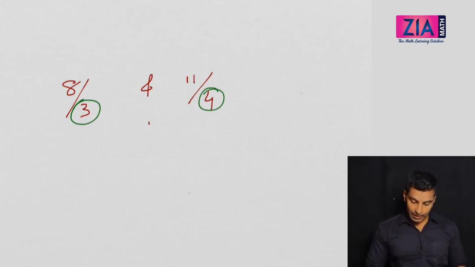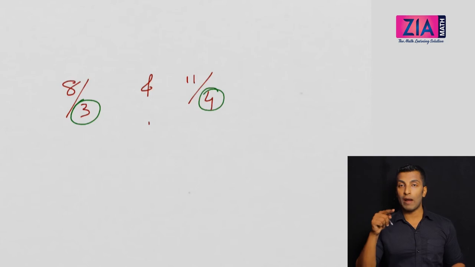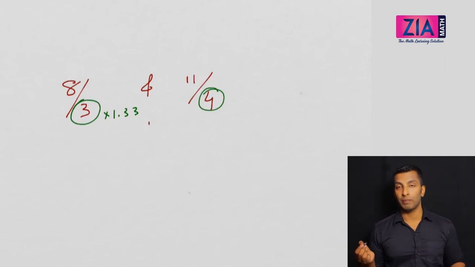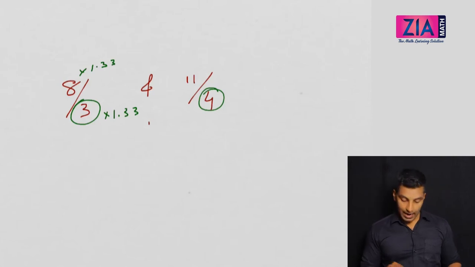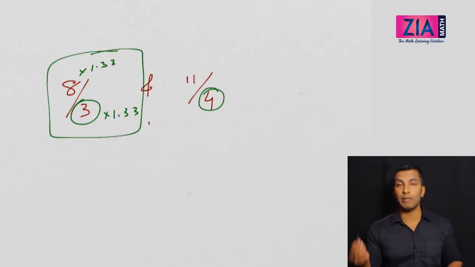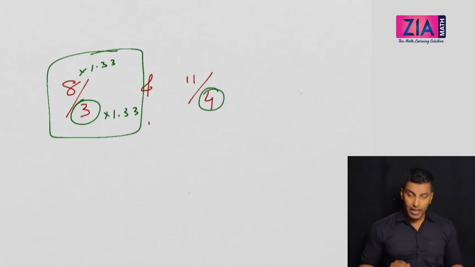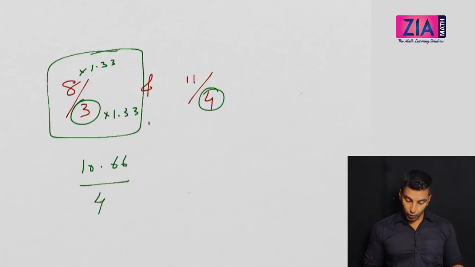So how to make this 3 as 4? 3 into 1.33. What is the factor of multiplication between 3 and 4? 4 by 3 is basically 1.33. So when you multiply this denominator with 1.33, you can make it 4. Then both the denominators are the same. Obviously the numerator also you need to multiply with the same, and as I told you from the first property, the ratio remains unchanged because you are multiplying the numerator and the denominator with the same value. So when you multiply 8 with 1.33, you will get 10.66 and the denominator will become 4, and this is the same as 11 by 4.